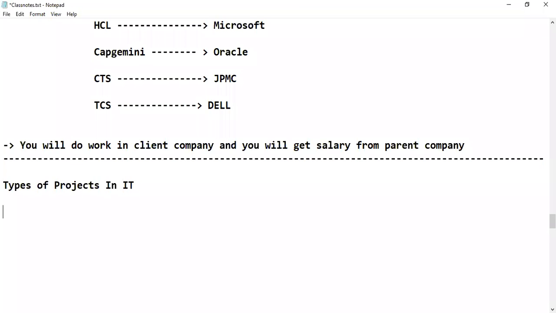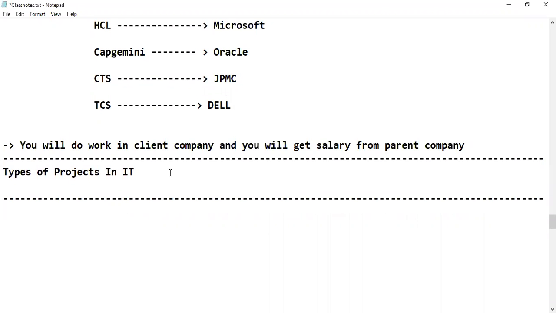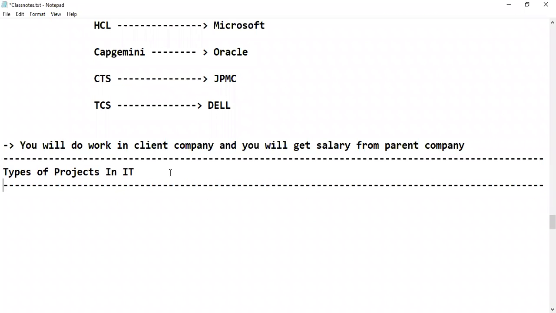Types of projects in IT. How many types of projects can we see in a company? So you are going to do this course and you are going to get a job in a company. It may be product-based, service-based, or outsourcing.